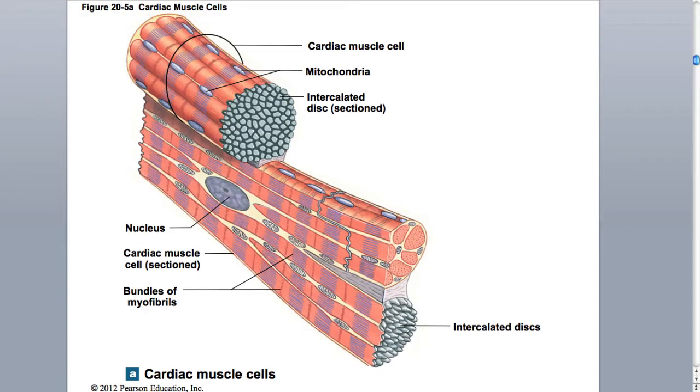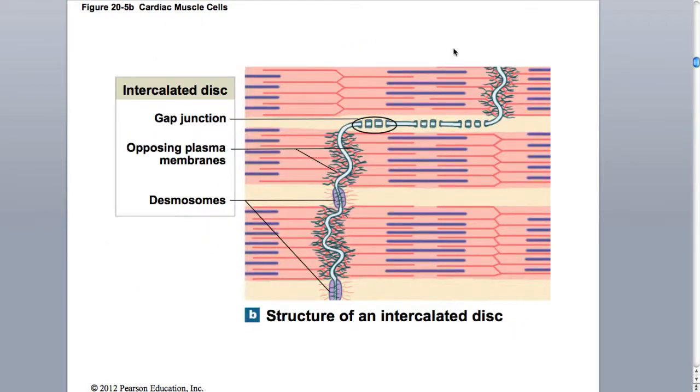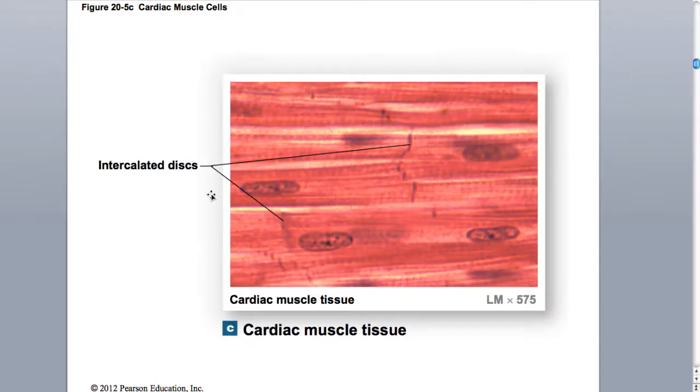Next slide. On this slide, we have our intercalated discs shown. In this case, it's been cut. Next, we have another view of the intercalated discs. And we have our slide version of the same thing, showing us our intercalated discs. And of course, we would have gap junctions in between. And that is what allows the cardiac muscle to act in unison, to act as one. Next slide.